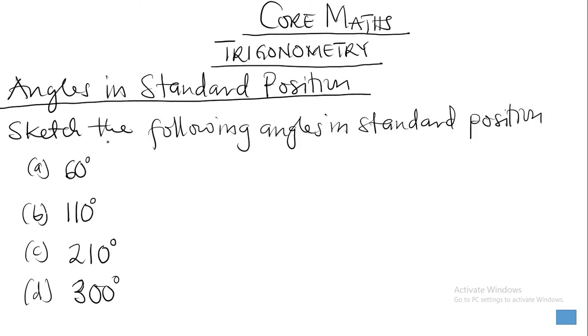Right. So sketch the following angles in standard position. We have 60 degrees, we have 110 degrees, we have 210 degrees, and 300 degrees. So I will do the first two, and then you will do the last two. So pay attention whilst I'm drawing, and then you'll be able to do the last two.